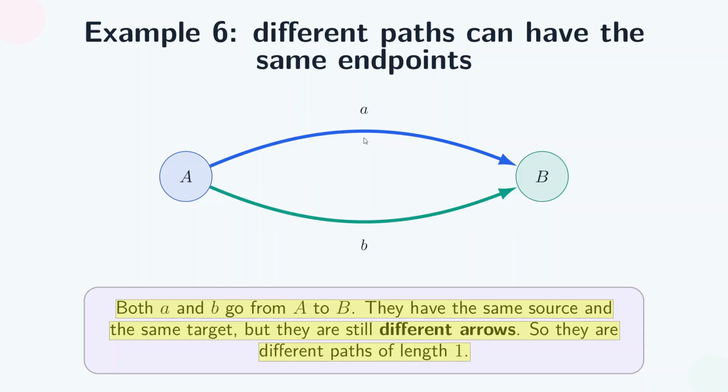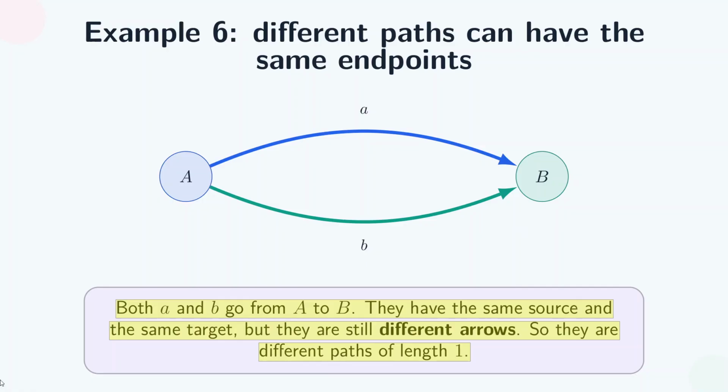So even when two paths have the same source and the same target, they do not have to be the same path. This is one reason quivers are called directed multigraphs. We are allowed to have several different arrows going in the same direction between the same two vertices, and each of those arrows gives us a different path of length 1.